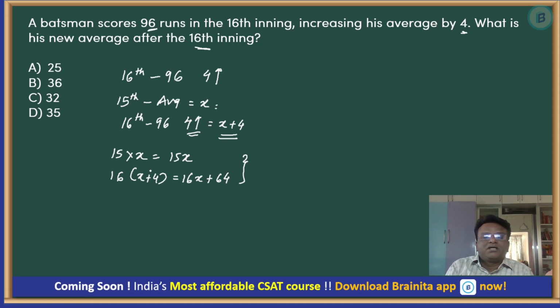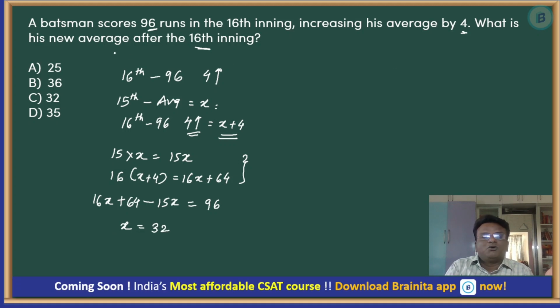96, right? We have been given that, which means that 16x plus 64, which is his score in 16 innings, minus his total score in 15 innings, which is 15x, this difference is equal to 96, right? So just solve this. 16x minus 15x is equal to x. 96 minus 64 is 32, right?